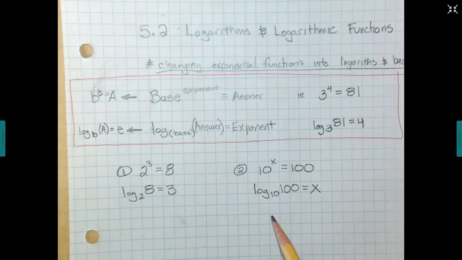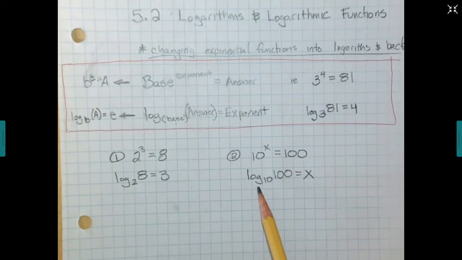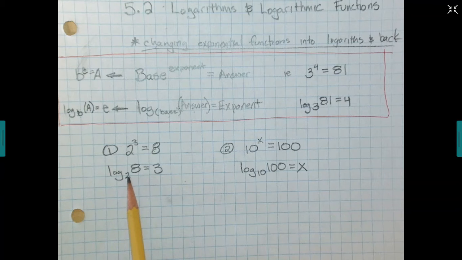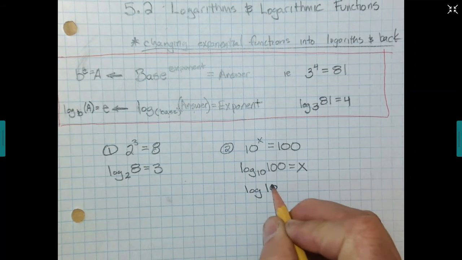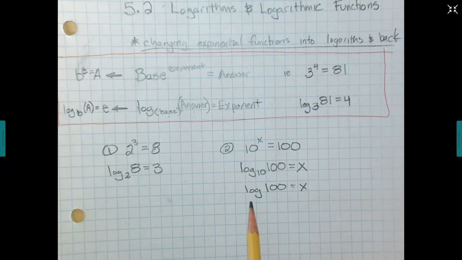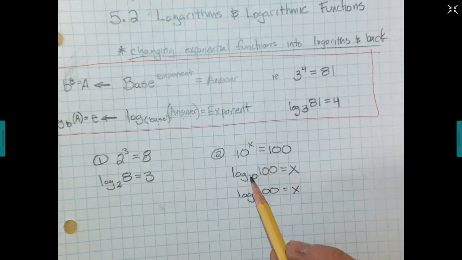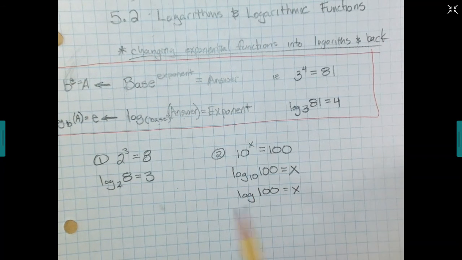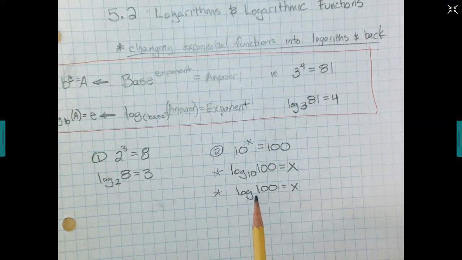So there it is. A side note, in the calculator, if you give no base number, if you just write log like this, the calculator knows this as base 10. So in the calculator, log 100 equals x, that's log base 10. So this and this say the exact same thing, because if the base is absent, then it is by default base 10.